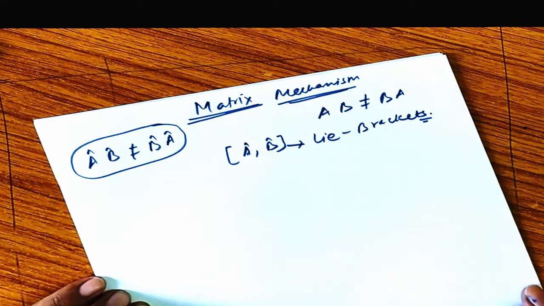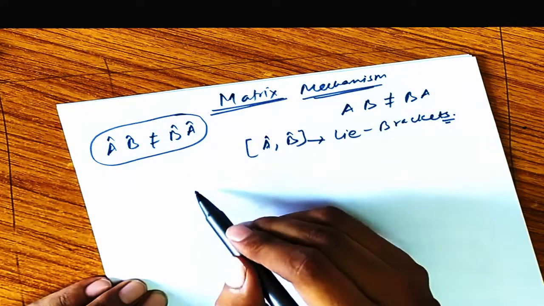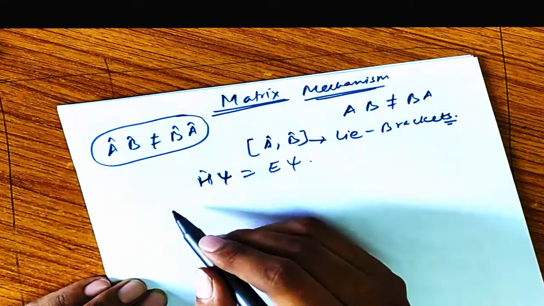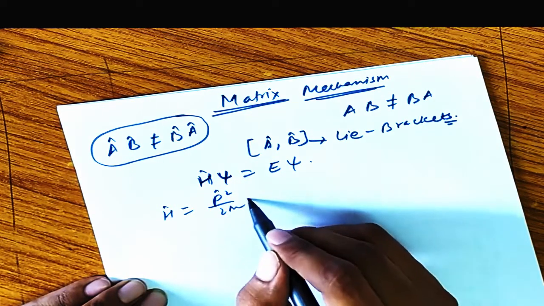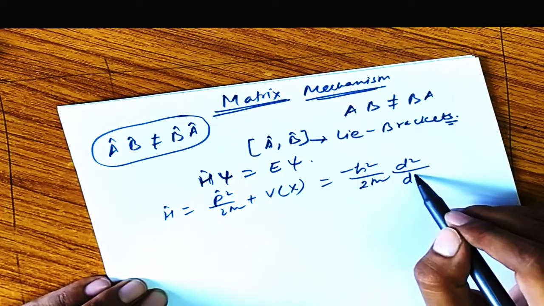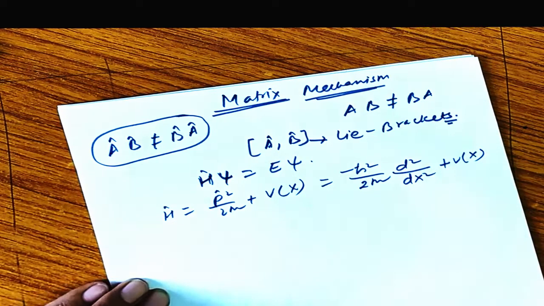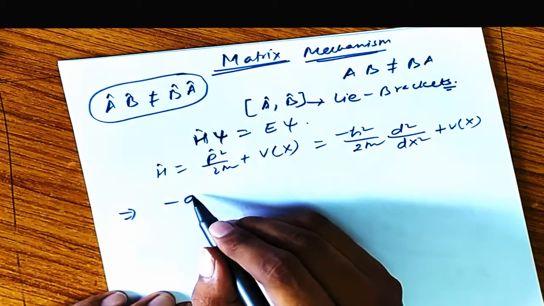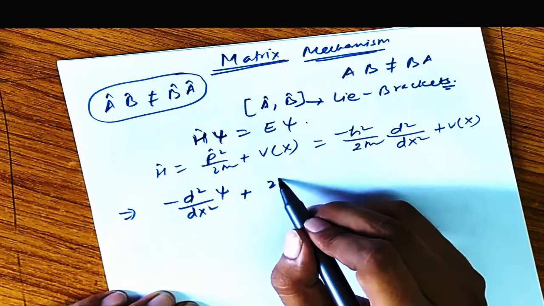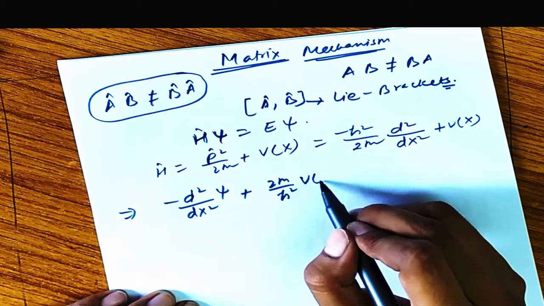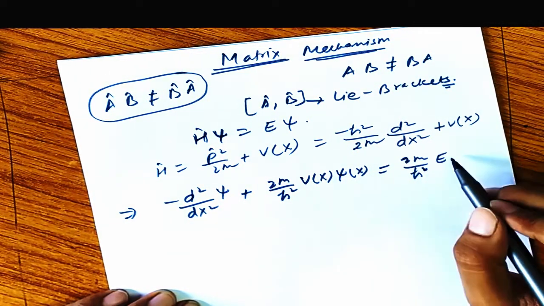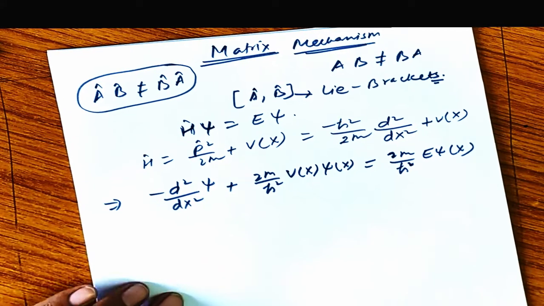Well, let's see the matrix formulation of the Schrodinger equation. So first of all, I have the Schrodinger equation: H operating on ψ gives me some eigenvalue E. Now H can be written as p² by 2m plus V of x, and p² simply goes like d²/dx² plus V of x. If I write this in this fashion, d²ψ/dx² plus 2m/ħ² V(x)ψ(x) is equal to 2m/ħ² Eψ(x). Just multiply by 2m/ħ².